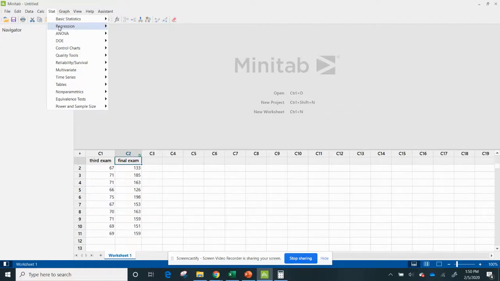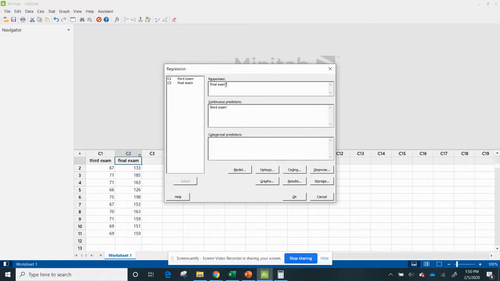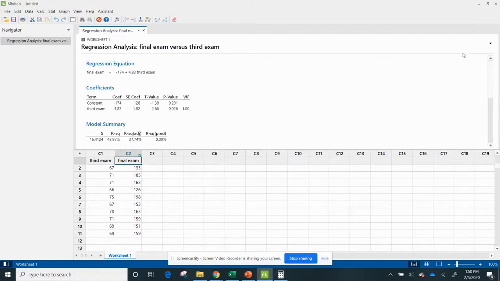Then I go to Stat, Regression, and Fitted Regression Model. In the responses, I'm going to put final exam. In the continuous predictors, I'm going to put third exam. Again, responses are your Y variable, continuous predictors are your X variables. When we're dealing with huge sets of data, we could have more than one continuous predictor, but for this class, we're only going to have one. I hit OK, and it gives me a lot of information. I'm going to go back to the PowerPoint because I talk about all this information there.